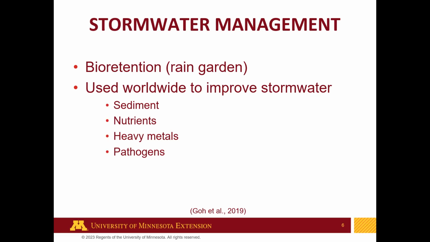That's where bioretention or rain gardens come into play. They're used worldwide to improve stormwater. They can help with reducing sediment, reducing nutrients, heavy metals, as well as pathogens. Although sediments, we would have to be a little bit concerned about, because in order for rain gardens to function properly, they do need to drain. And sometimes with sediment, if a lot of sediment gets into a rain garden, those soil pores can get clogged. And all of a sudden now our rain garden is not going to drain like it is supposed to.